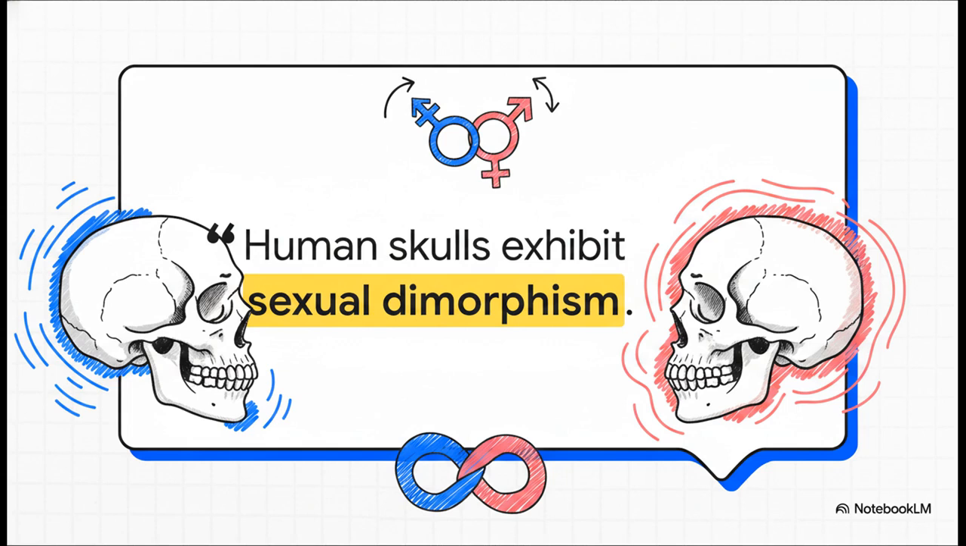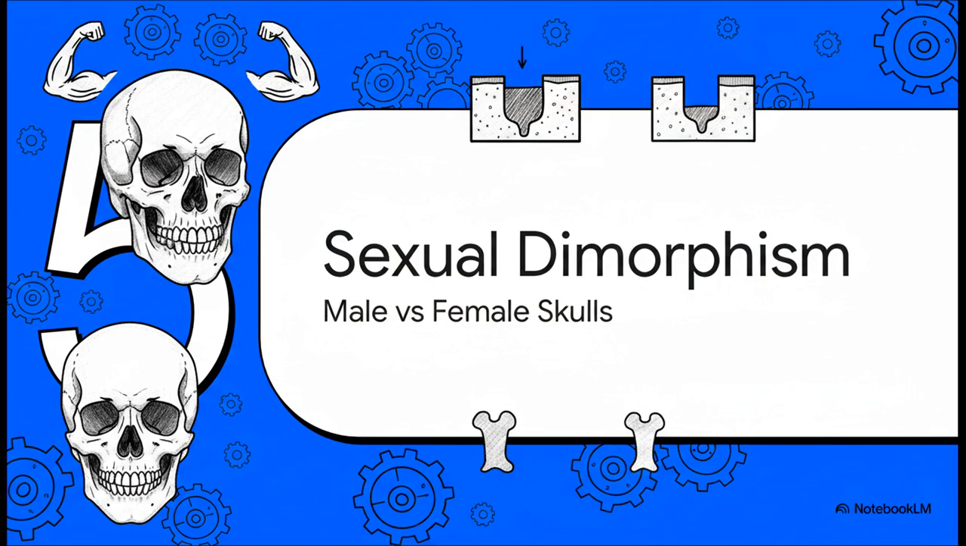We've definitely covered a lot of ground today, but this next part is often completely misunderstood. When we look at the skull as a whole, male and female skulls are actually distinctly different from one another. Let's explore that in Section 5, Sexual Dimorphism, Male versus Female Skulls.